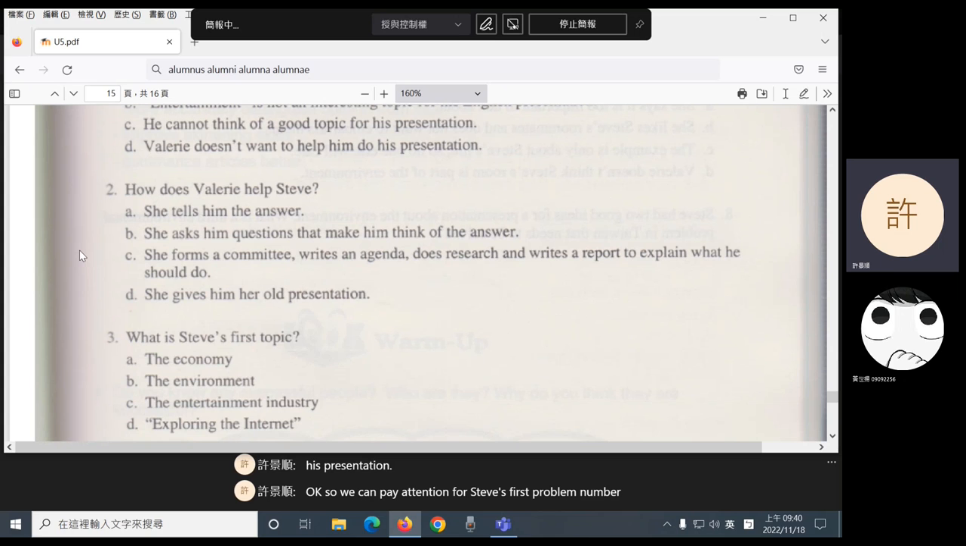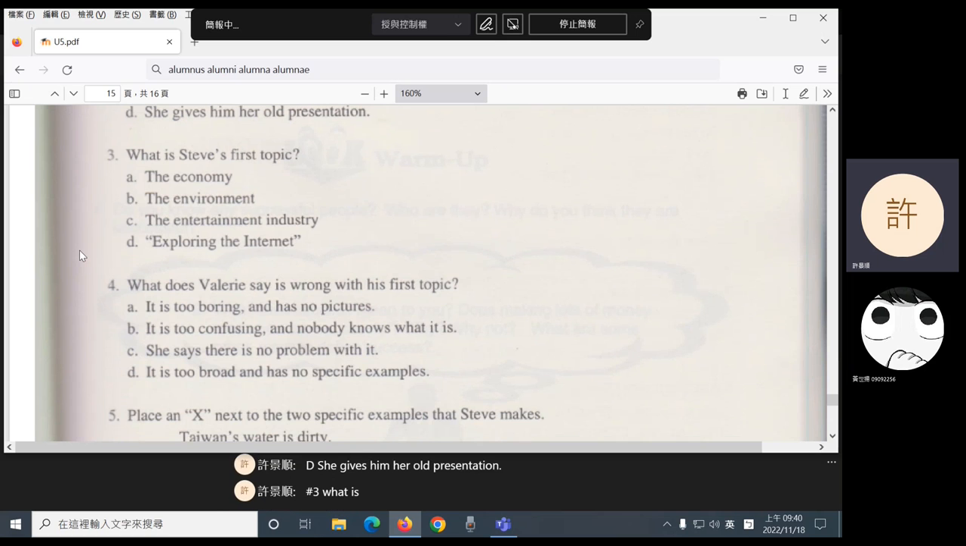Number two, how does Valerie help Steve? A, she tells him the answer. B, she asks him questions that make him think of the answer. C, she forms a committee, 委员会, writes an agenda, 议程, does research, and writes a report to explain what he should do. She either likes him or they're very good friends if she does this. D, she gives him her old presentation.